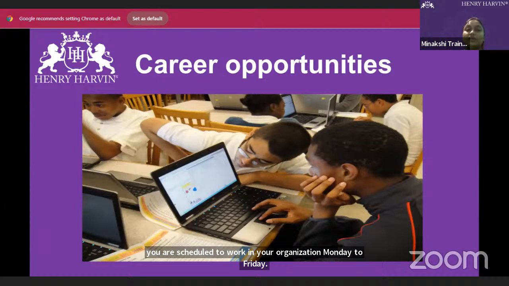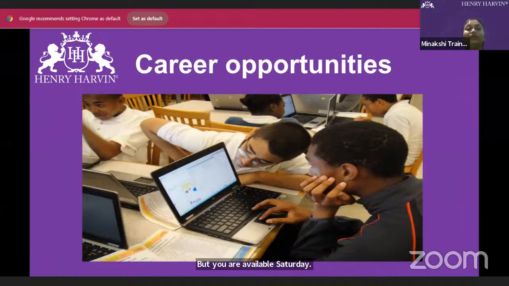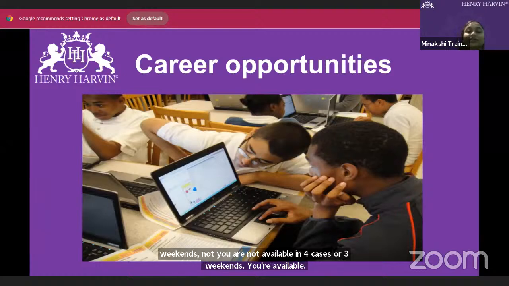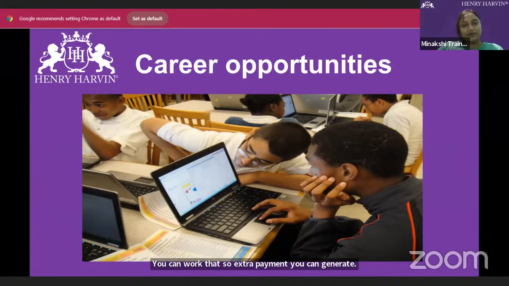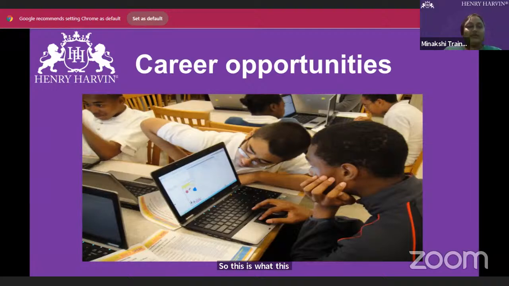So if you are working on weekends, then the payment will be double of your salary. Suppose you are not available on 4 weekends, but on 2 or 3 weekends you are available, you can work that. So extra payment you can generate. And there will be a hike every 6 months. So this is the opportunity you will be getting.